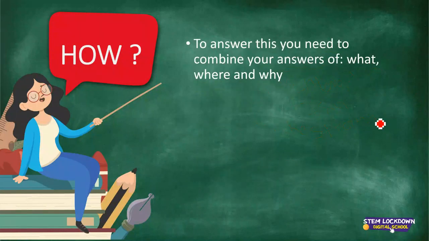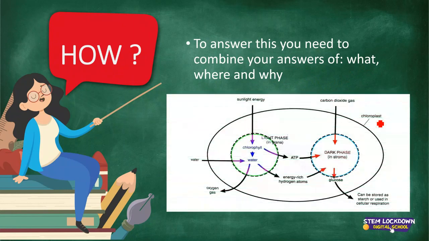Okay, let's move along. So how does it take place? Well, you'll first need the answers of what am I talking about and what is it, where is it taking place and why, and then you can in turn explain how it takes place. Remember at the what question, we spoke about photosynthesis having two stages, which were the light independent and the light dependent.